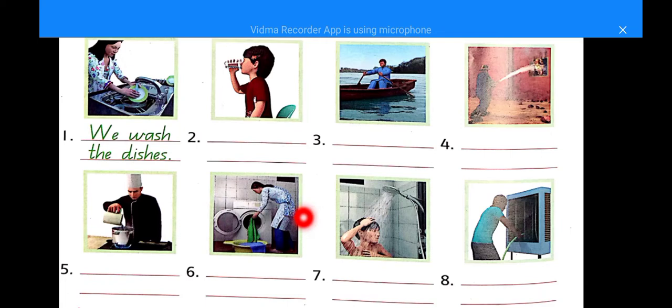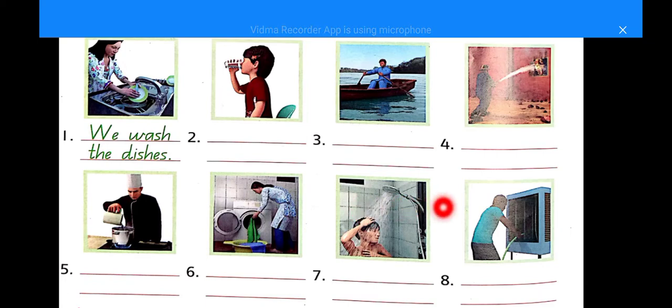Here is the picture that you have seen in your home sometimes, when your mother or your maid starts to wash the clothes. So you can understand what we are going to write down, that we use water to wash our clothes. And the next one is very common and very important because it protects us from germs. This is a very important thing in our lives, that we use water to wash ourselves.